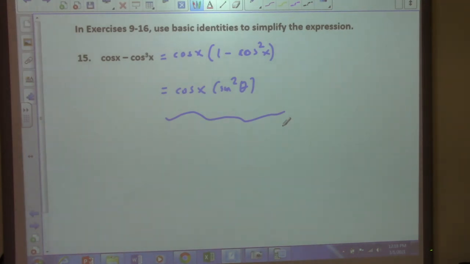Number 16. Yeah, so number 16, we got a few things going on. One of these sawed off stars here.